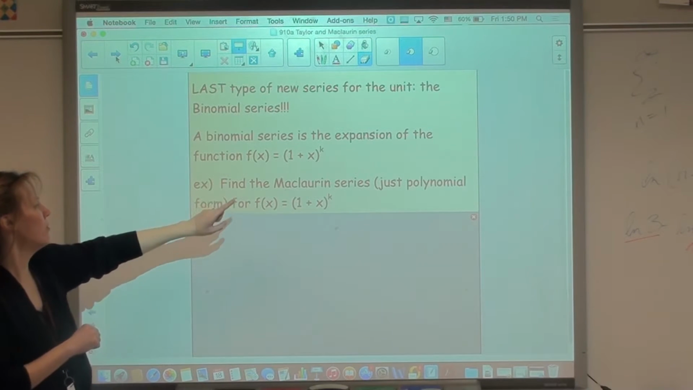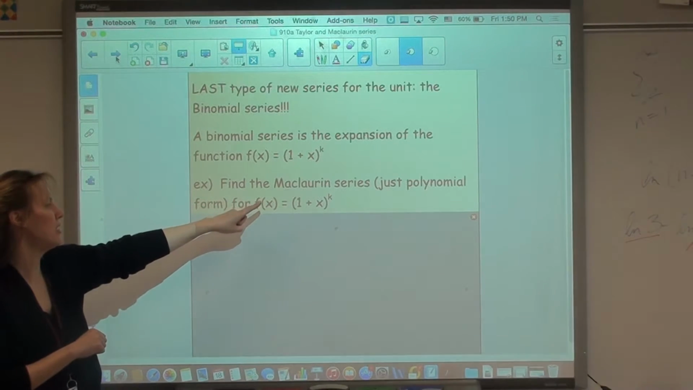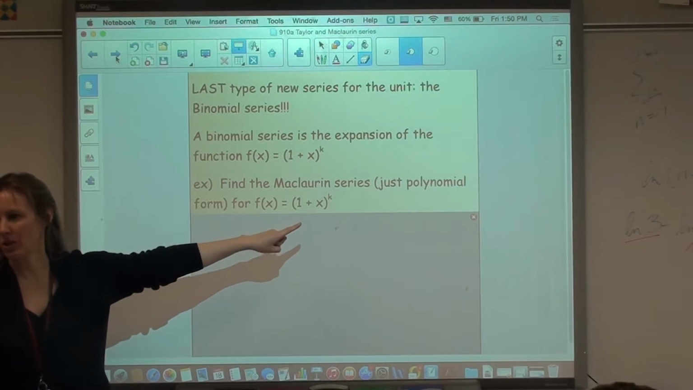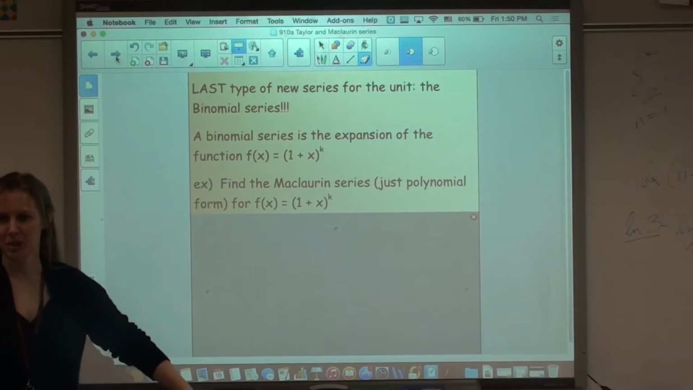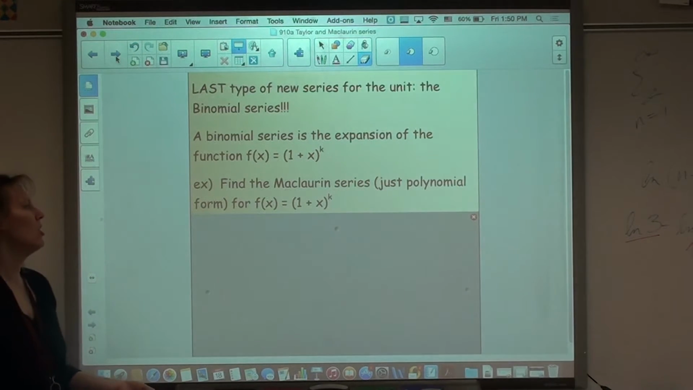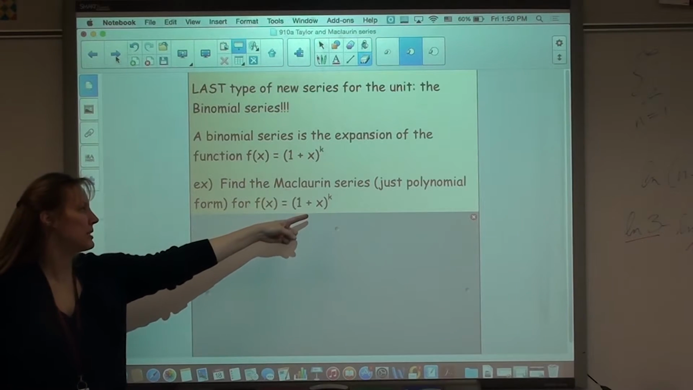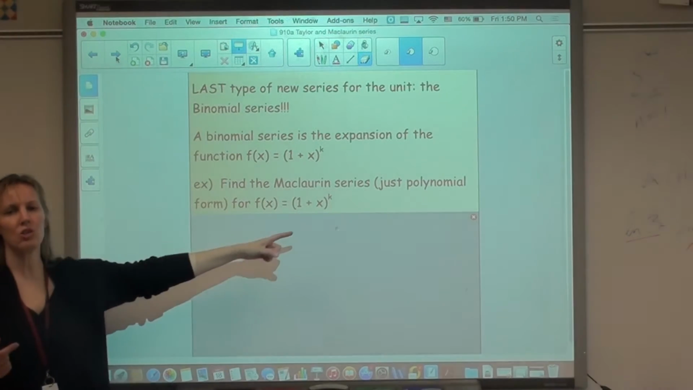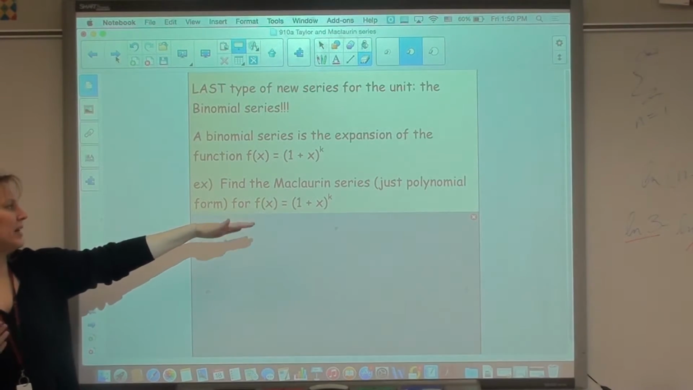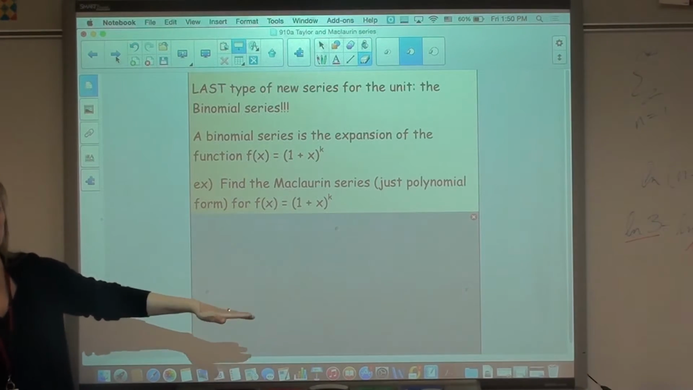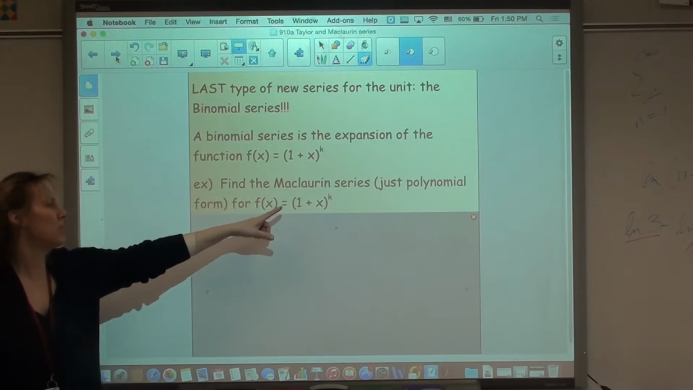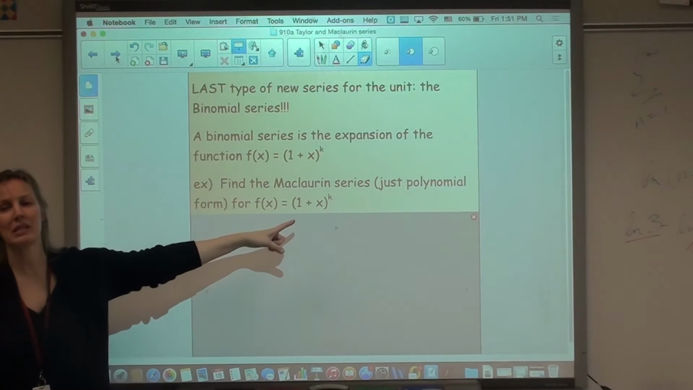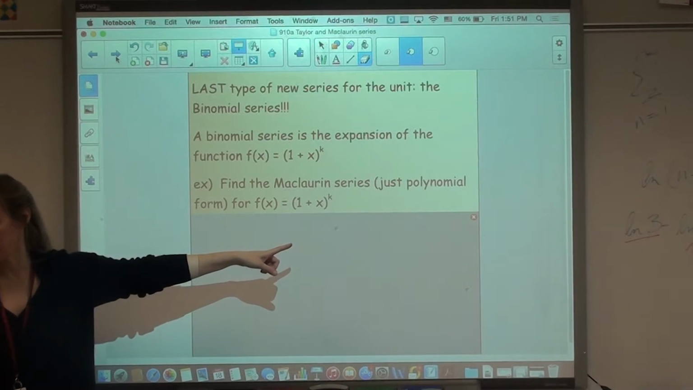And what we're going to do here is find the Maclaurin series, just the polynomial, not the sigma notation, for f of x equals (1 plus x) to the k. So what I want you to do for the next minute is find the first 3 or 4 derivatives of (1 plus x) to the k. Differentiate with respect to x. k is just a constant, alright?